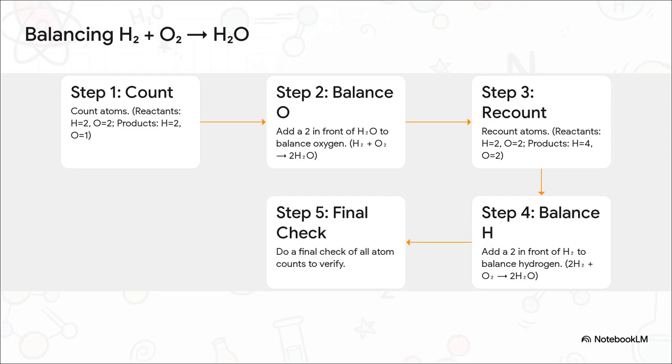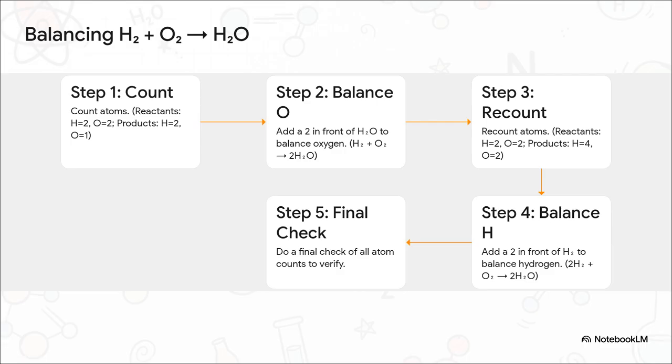So step 2, let's fix the oxygen. We'll put a big 2 in front of H2O. Now our oxygens are good, 2 on each side. But wait, now we have to recount. That 2 in front of H2O gives us 4 hydrogens on the right. Whoops. But no big deal. Step 4, we just go back to the left side and put a 2 in front of the H2.